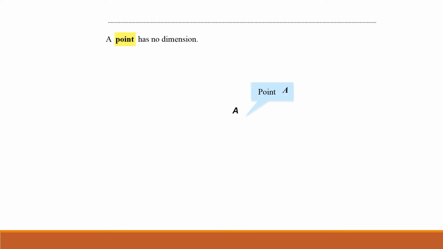So as I said, a point has no dimension. Now we label our points as capital letters. Any capital letter in the alphabet. It's usually represented by a small dot. So in this case, it's point A. We would name it point A.